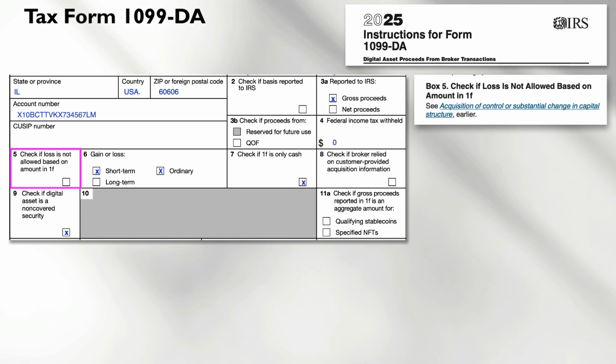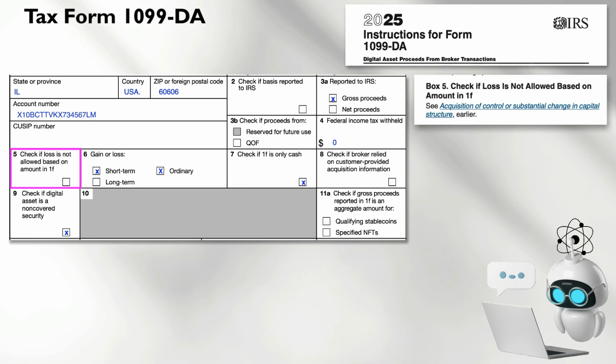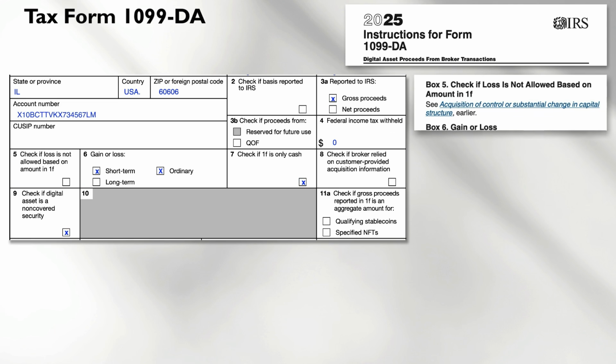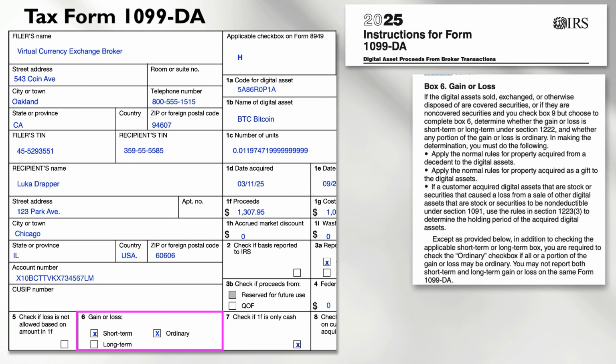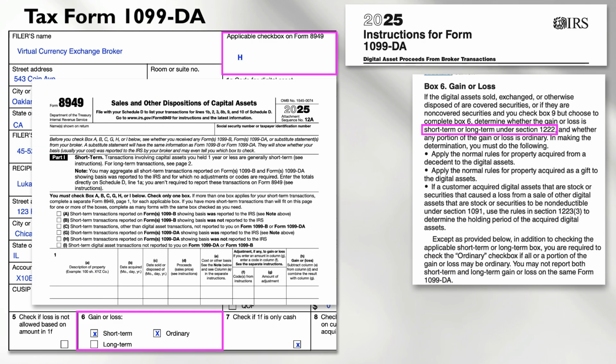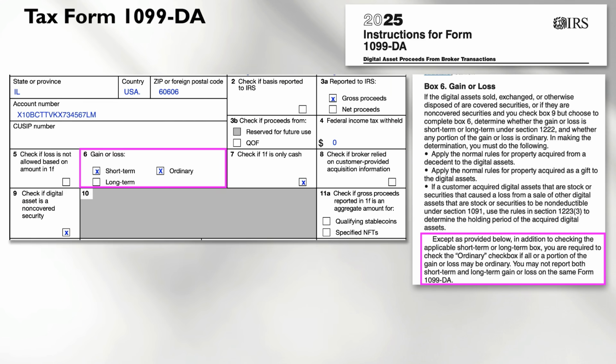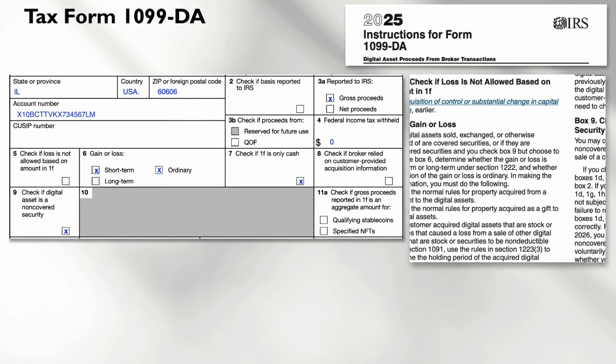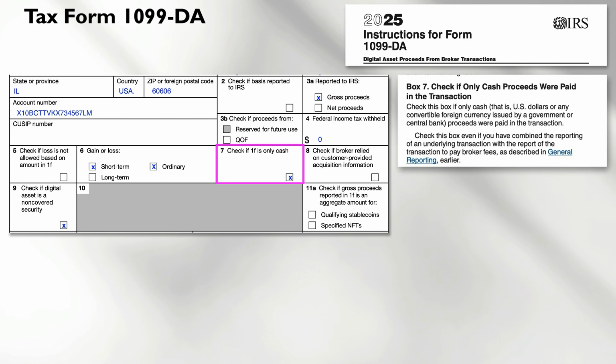Box 5 relates to certain disallowed losses due to ownership or capital structure changes, an advanced topic we won't be covering here. Box 6 indicates whether the transaction is short-term or long-term. This should match the reporting category on Form 8949 and the letter indicator at the top. For short-term transactions, you may also see ordinary checked, which means the gain may be taxed at your regular income tax rate. Box 7 is checked if you received only cash proceeds.